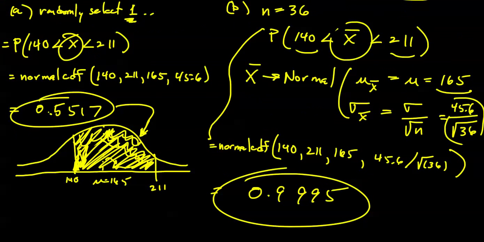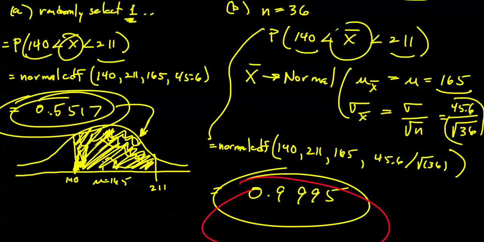Alright, so in part A, we got a probability of about a half plus some change of being between these two limits. But notice in part B, this has gone from about a half probability to almost a certain event of being between these two limits when taking a sample mean from a sample of size 36. Alright, so that ends today's micro lecture or video lecture on section 6.5, central limit theorem.